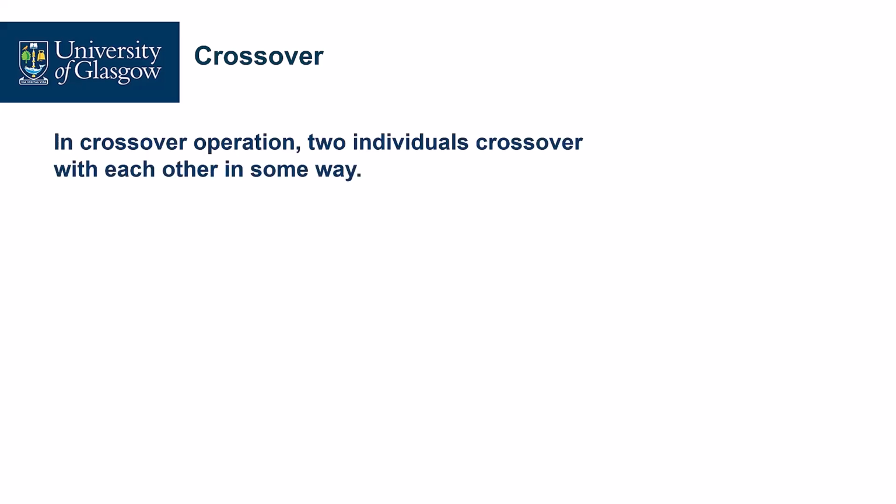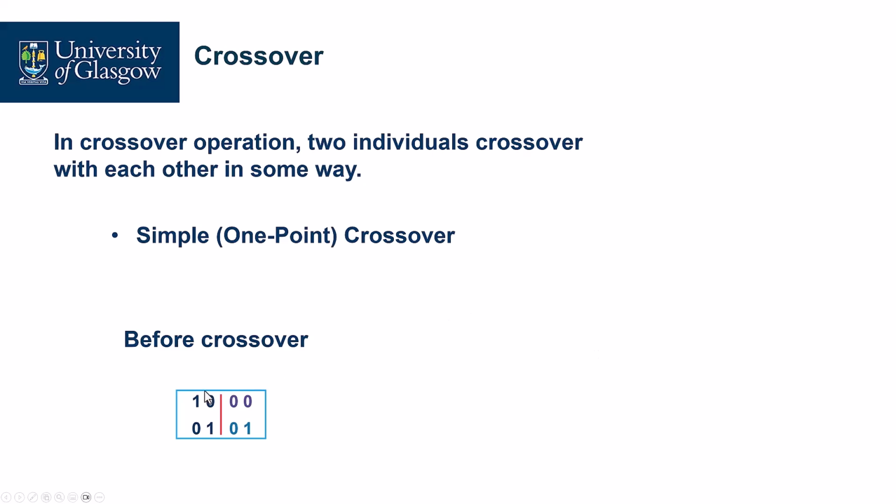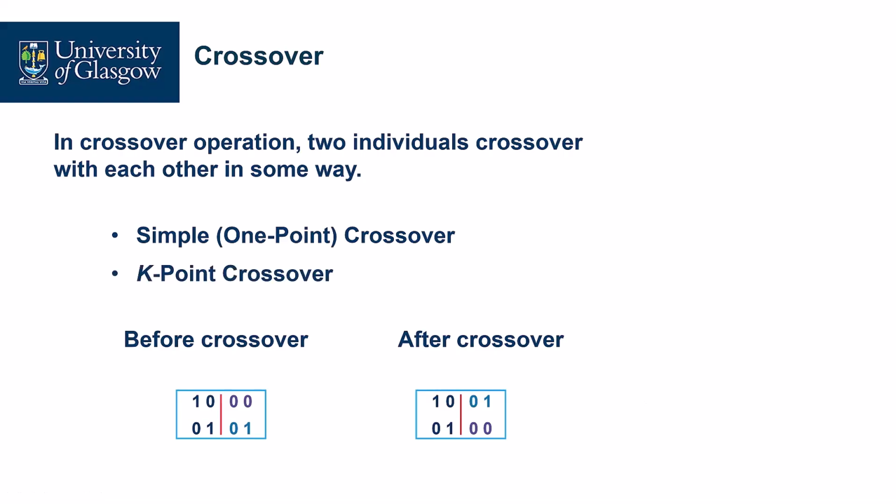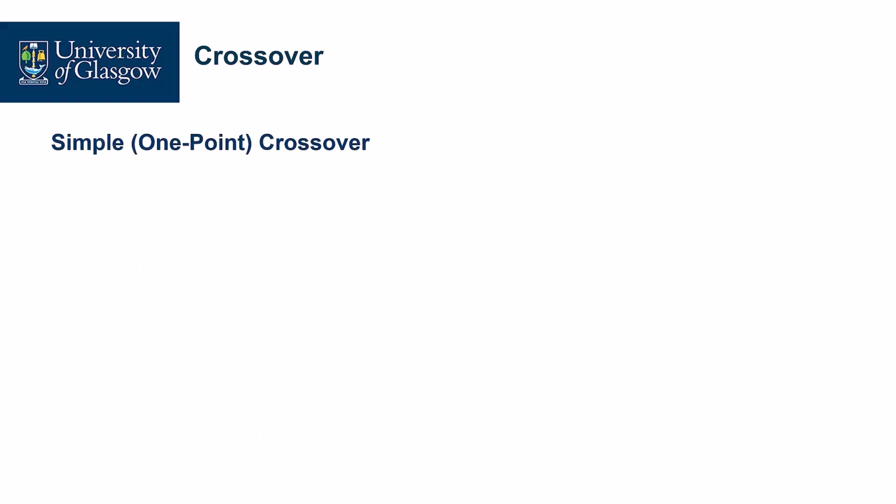In crossover, we have two individuals and we cross them over with each other in a certain way, right? In the example, we show what we call the simple crossover, or the one-point crossover. Recall that before crossover, two individuals could be like that. We select here what we call the crossover site. After crossover, we can see this part remains and this part is swapped. So this is single point crossover, and later we will talk about k-point crossover, following a similar way. Let's see the single point crossover first.